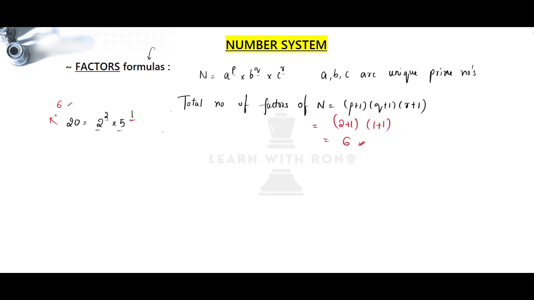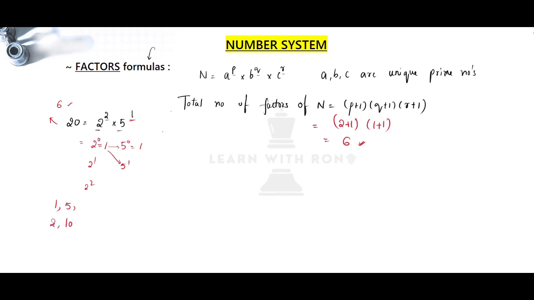If you want, I'll show all those 6 factors. Factors of 2 square are 2 to the power of 0, 2 to the power of 1, 2 square. Factors of 5 power 1 are 5 power 0 and 5 power 1. As you already know, 2 power 0 is 1 and 5 power 0 is also 1. 1 multiplied with 1, we got 1 factor. 1 multiplied with 5, we got another factor. For the next factors, multiply 2 with the same set of 1 and 5: 2 ones 2, 2 fives 10.